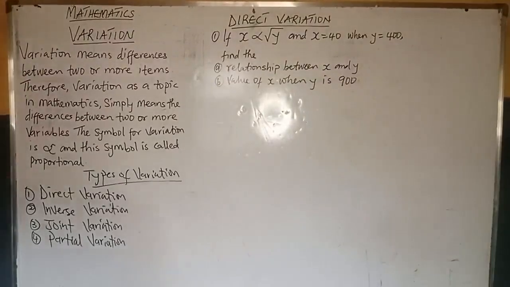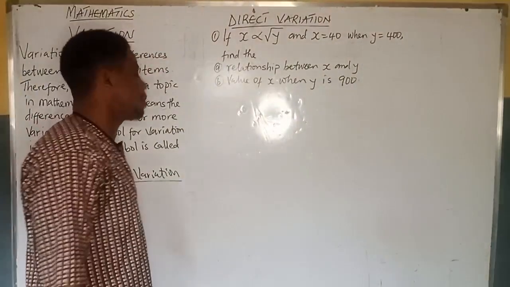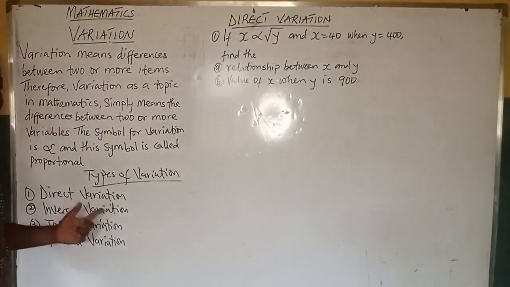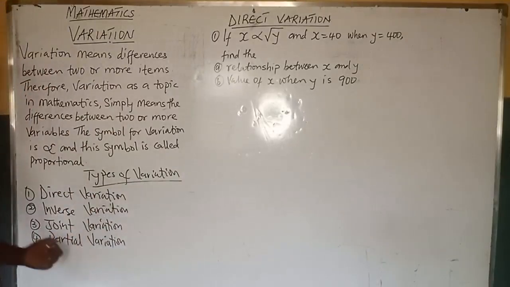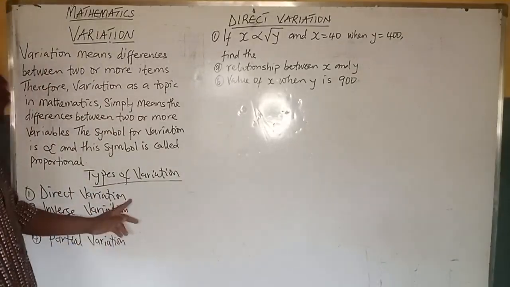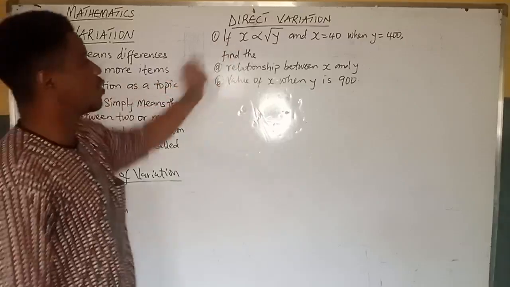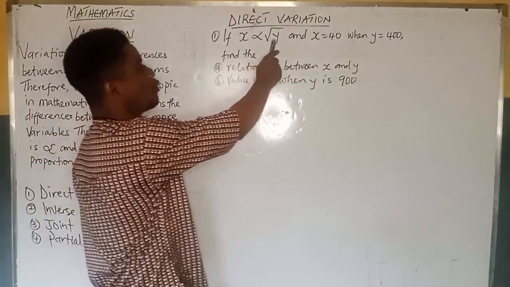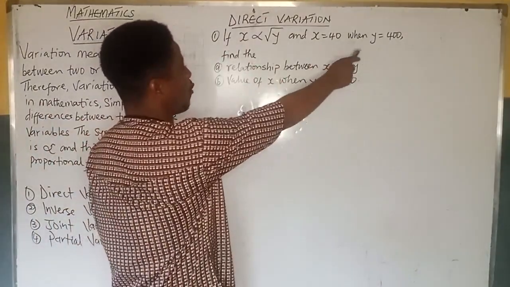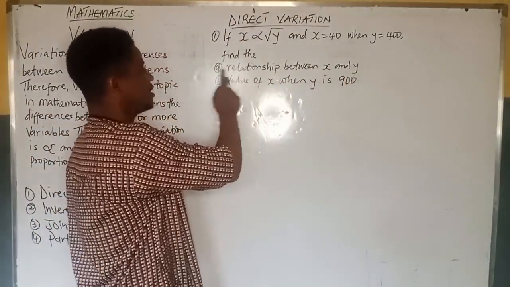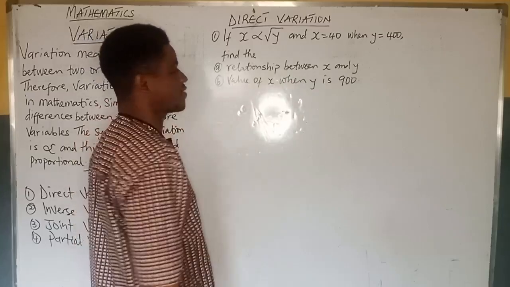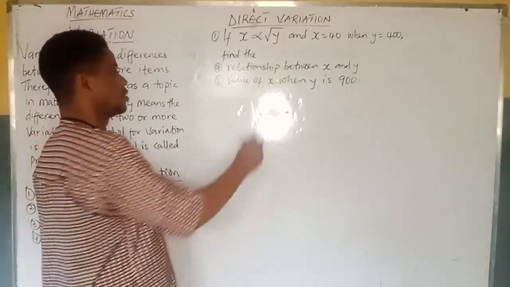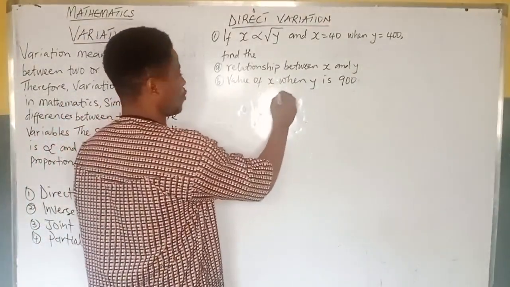Alright, look at the question on the board under direct variation. Remember I told you that we have four types of variation: direct variation, inverse variation, joint variation, and partial variation. So we're taking the first one, which is direct variation. If x varies as the square root of y and x is 40 when y is 400, find A, the relationship between x and y, and B, the value of x when y is 900. Please follow me closely as we solve.